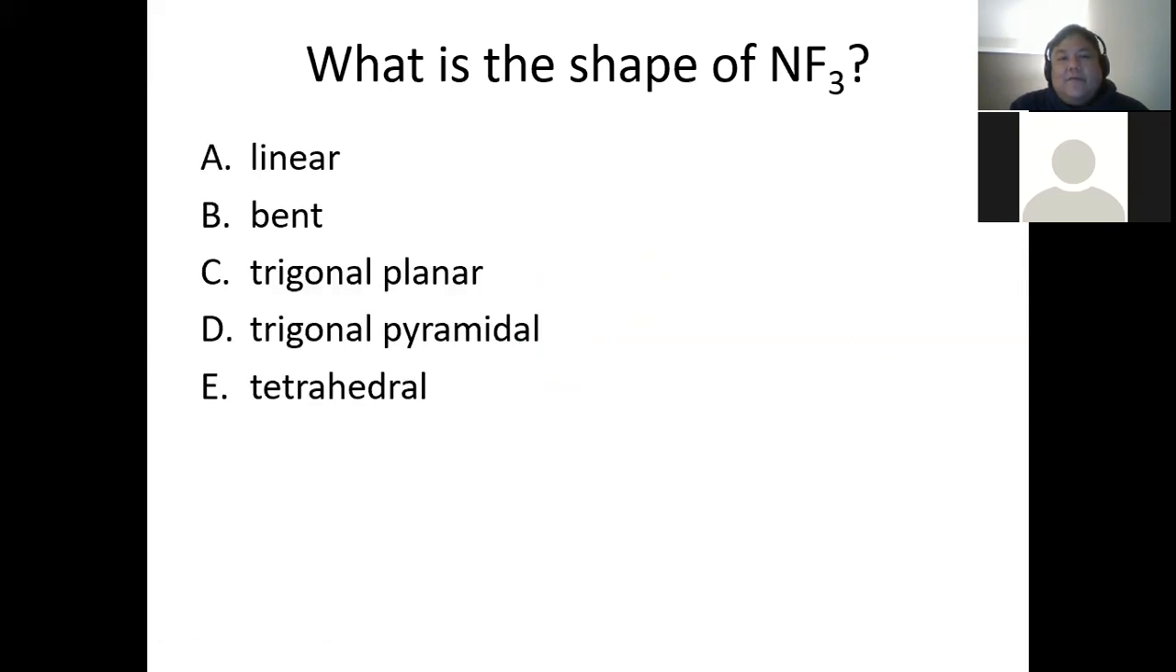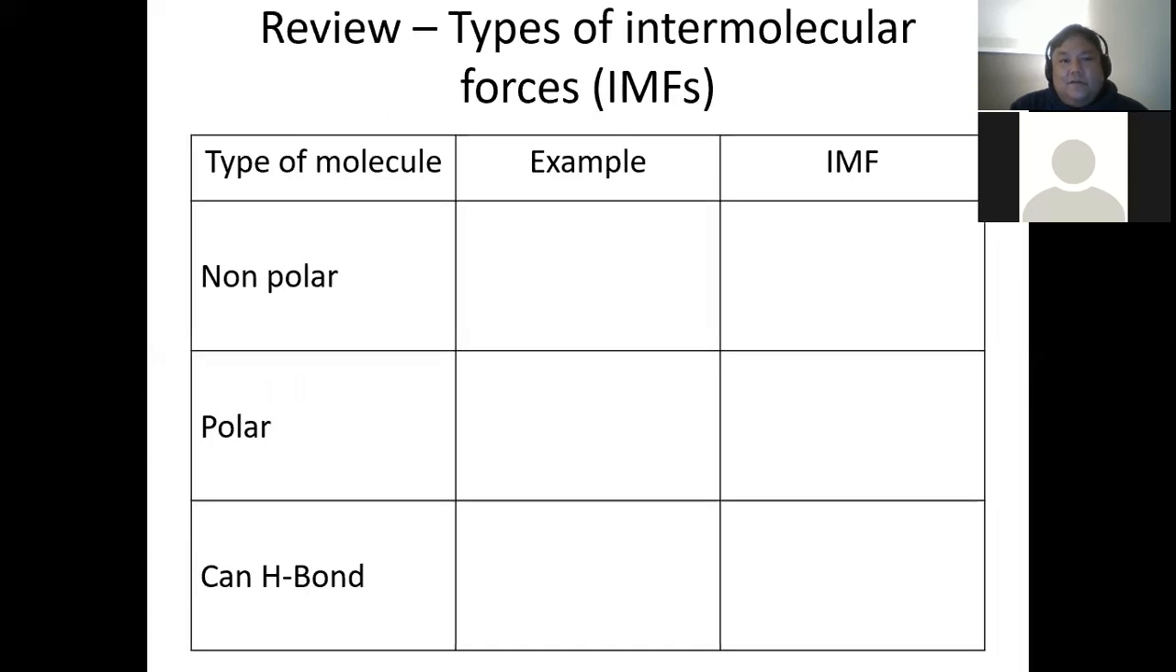What's the shape of NF3? This is going to be trigonal pyramidal, just to let you guys know. All right. IMF forces, I just want to go through this quickly just because. So if you're nonpolar, what type of IMF can you have? What is the simplest IMF that every molecule has?